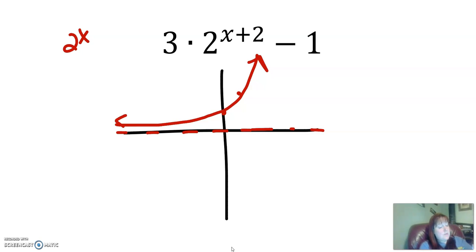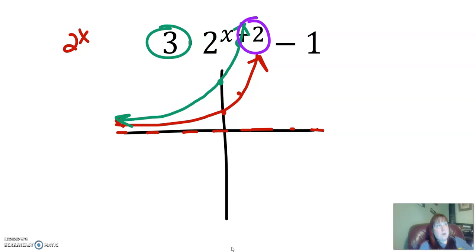Now the 3 causes it to multiply everything by 3. So now this is going to be a 3 and this is going to be a 6. And so it's going to kind of go like this. But my asymptote, when I multiply 0 by 3, it's still just 0. Okay, but this 2 is positive, so it's going to shift it to the right 2. So we're going to go 1, 2 right here.